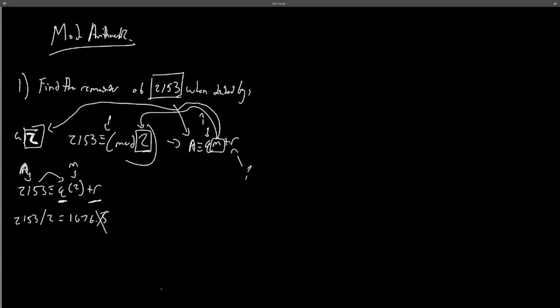1076.5. We can omit this 0.5. We just want the whole number, and this goes for pretty much everything when dealing with modular arithmetic. So let's rewrite what we have. That number is congruent to 1076 times our modulus plus r. Here it's pretty straightforward. We take 1076 times 2, we get 2152, which is congruent to 2153. And to find our r, we subtract both sides by this number, and you get 1.